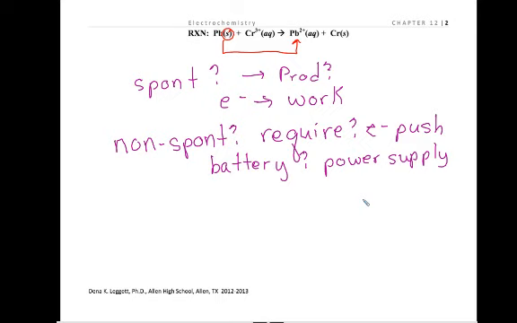Okay? Now, in order for that to happen, I somehow have to separate them. Right now, the electrons are going directly from one substance to another substance. Is there a way for me to separate these half reactions in order to answer these questions? Well, that's what we're going to address in our next video.